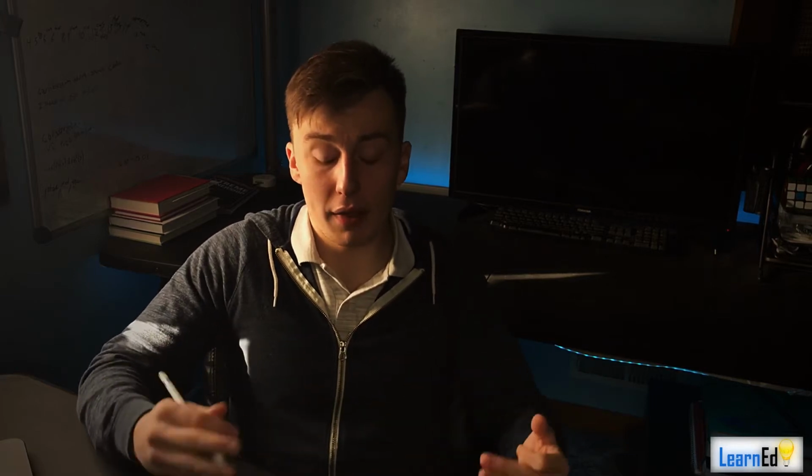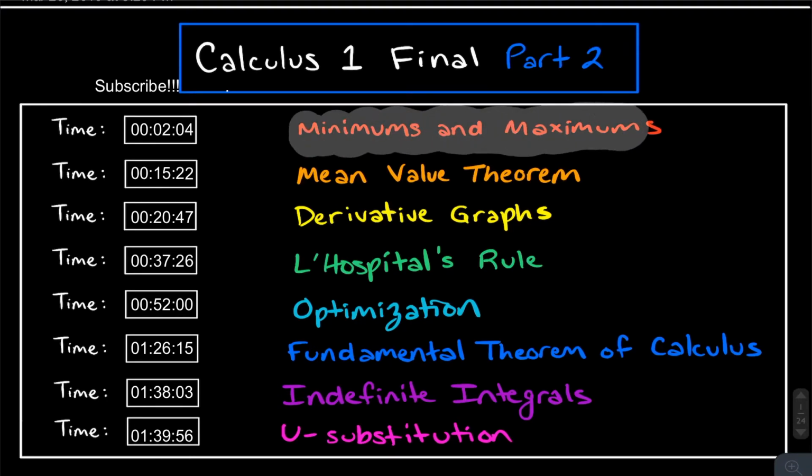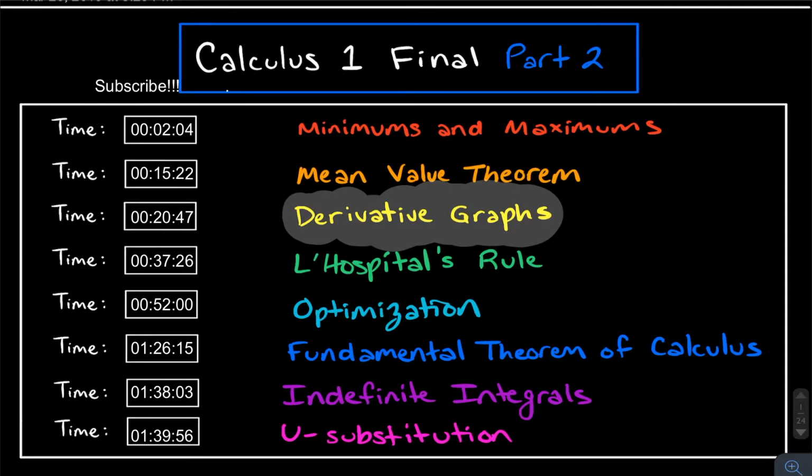They cover up to U-substitution at the end of the class, so that's what we'll be going up to in this video. But let's take a closer look, and I have all the timestamps to the left here. We're going to start out with doing some problems finding the min and max values for a certain graph. We're going to head on to mean value theorem. Okay, we have a problem there because I think that's often brought up on finals. And we're going to also be doing derivative graphs.